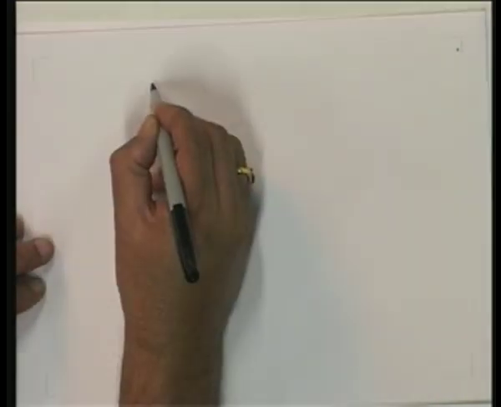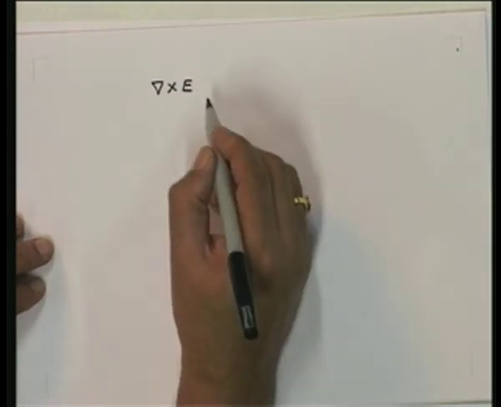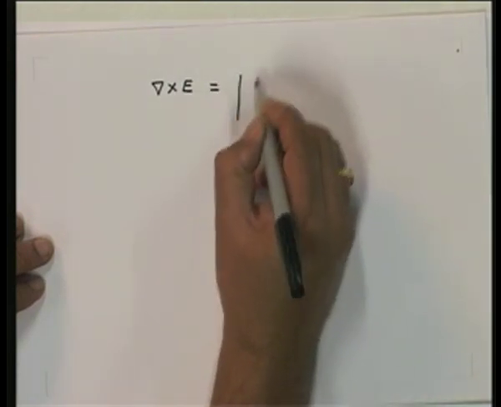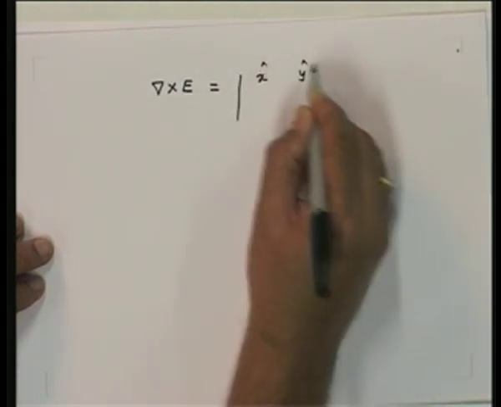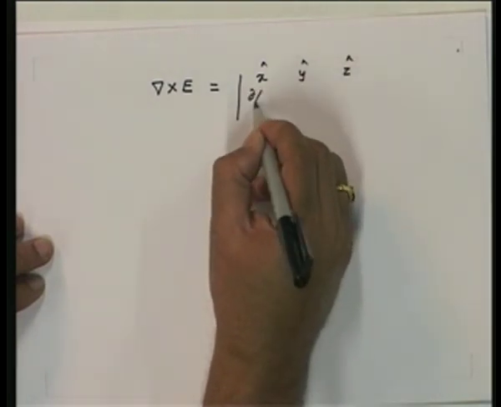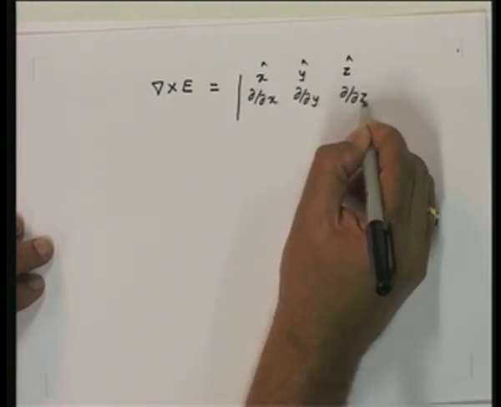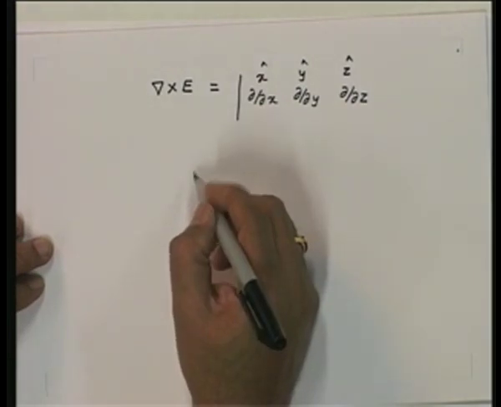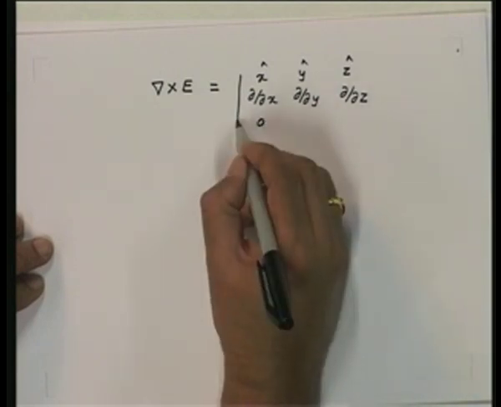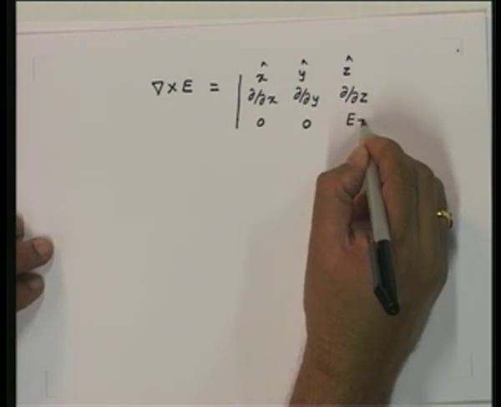So we have del cross E, that is equal to the determinant with x cap, y cap, z cap, d by dx, d by dy, d by dz. And E has a component which is only a z component. So x component of E is 0, y component is 0, and I have z component Ez.